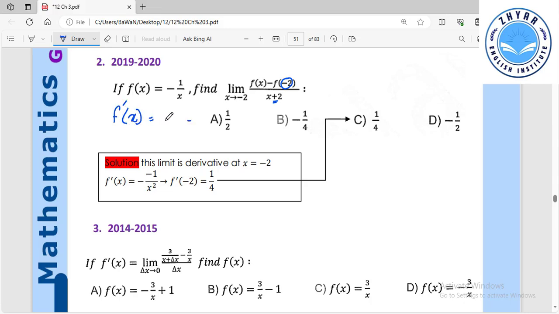f prime of x is equal to, this power is 1, so -1 times the numerator, this will be -1, over x to the power 2. There is already a negative in the function, so this negative goes down, makes this minus plus. So the answer is 1 over x squared. This is the derivative. Now if I plug -2 in place of x, I'll get 1 over (-2) squared, which is 1 over 4. And 1 over 4 is C.